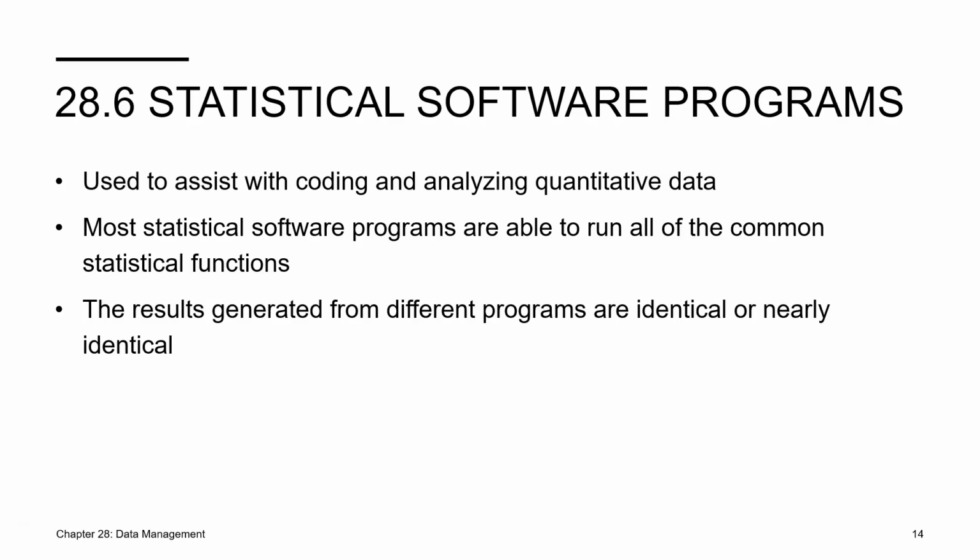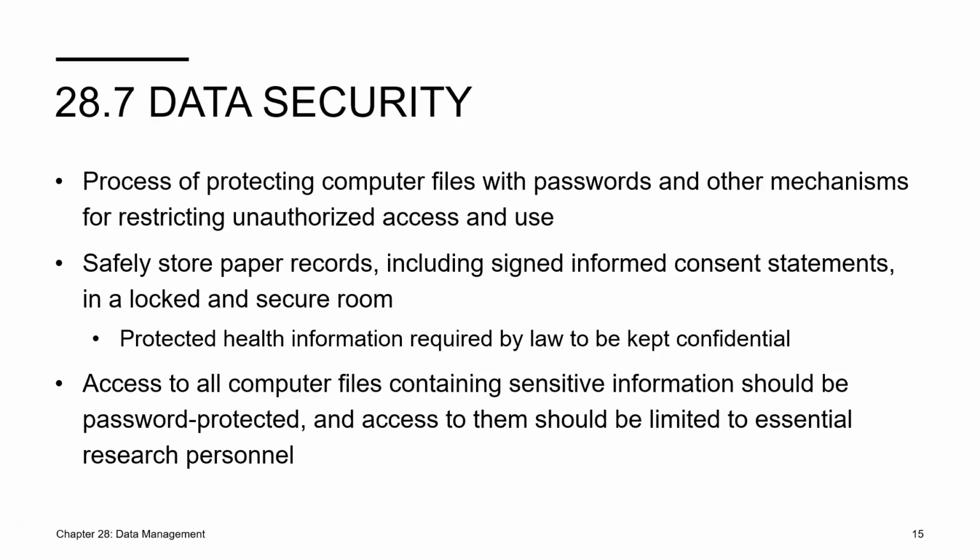And to do that, you use statistical software programs. Section 28.6 goes over statistical software. These are used to assist with the coding and analyzing of qualitative or quantitative data. You can use it for both, but typically it's used more for the quantitative side where you have more numbers. And they can run all sorts of common statistical functions. They should be pretty similar across different platforms, but sometimes when you get to more complicated statistical analysis, you may have a slightly different formula used within the programs.